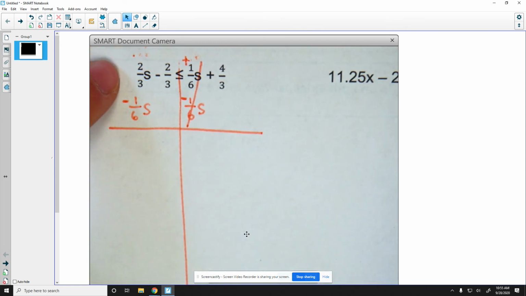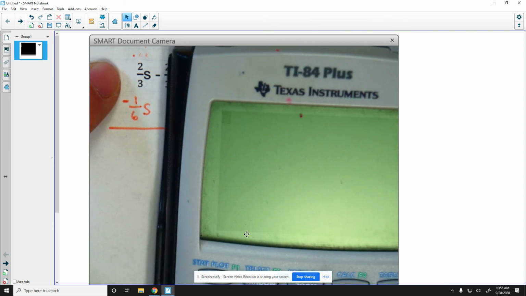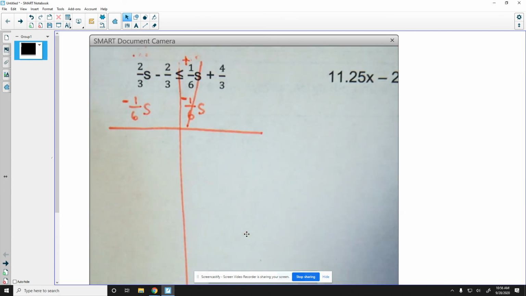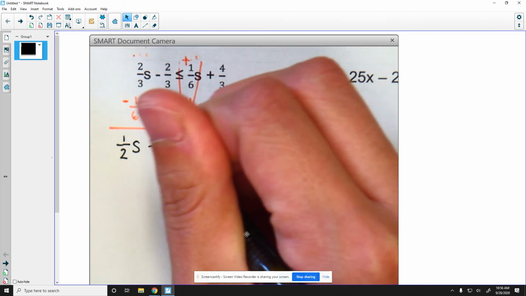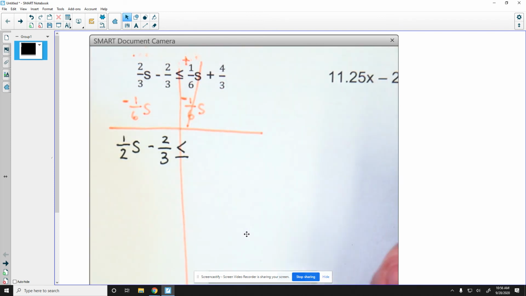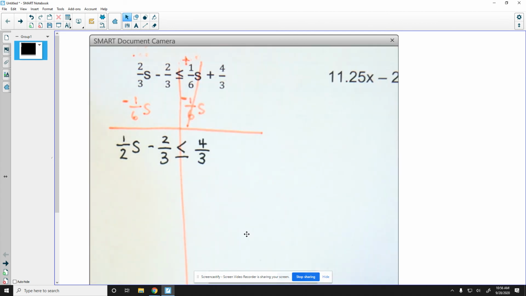So 2/3 minus 1/6. Heck if I know. So why don't we just type it in our calculator? Alpha Y equals enter. Guys, we don't have to find common denominators because we have calculators. So 2/3 minus 1/6 is 1/2. So my new problem is 1/2 S minus 2/3 is less than or equal to plus 4/3, which just means positive 4/3.